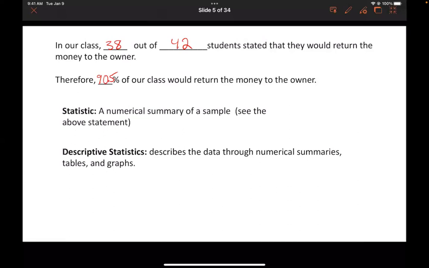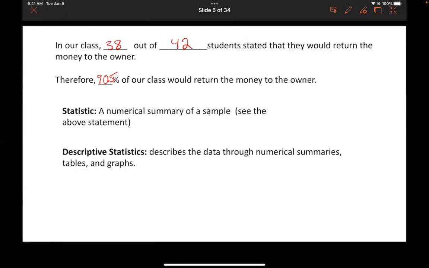I didn't do anything with these numbers. I didn't analyze them in any way. I didn't take the statistic and say that means 90% of all RCC students would return the money. I didn't crunch any of the numbers. All I did was look and see what percent of our class would say they would return it to the owner. I've done nothing with it.